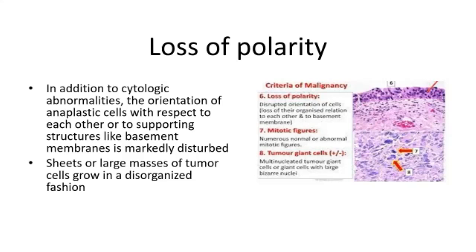This loss of orientation to the adjacent cells can be a distinguishing feature, and this can help the pathologist to identify what is cancer and what is not cancer. So loss of polarity is one of the fundamental things that distinguishes that the particular cell is a cancer.